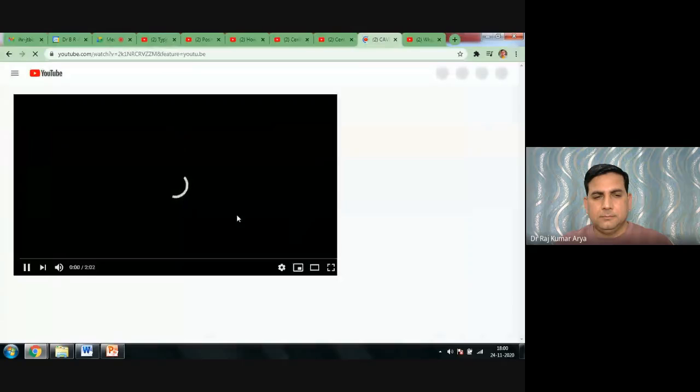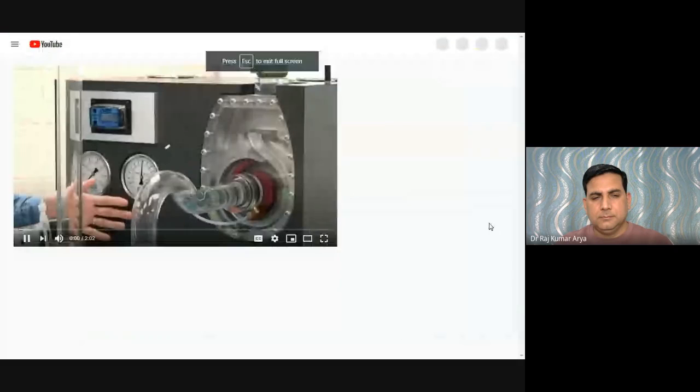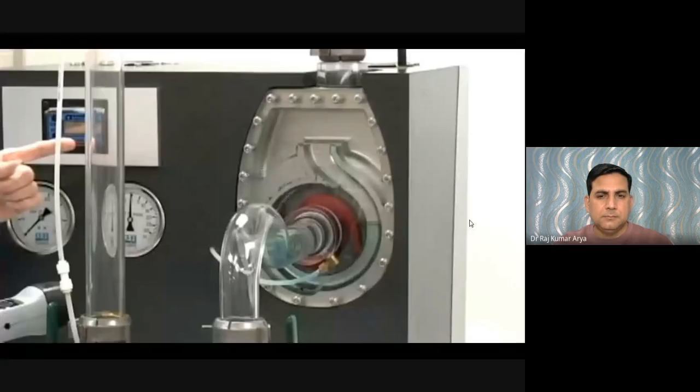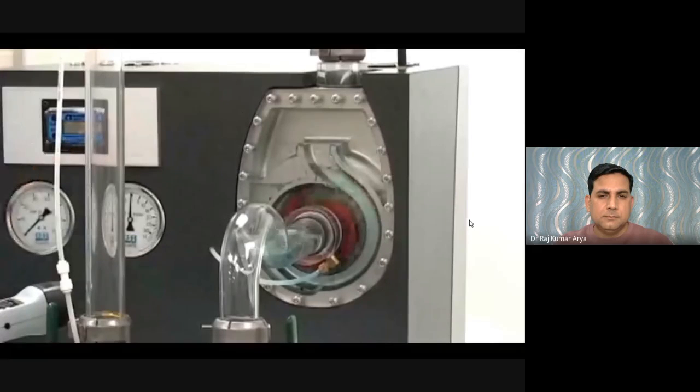Those of us that are familiar with self-priming centrifugal pumps, we know that we must first fill the volute with water. We can now start the pump and watch what actually occurs inside of the pump during priming.